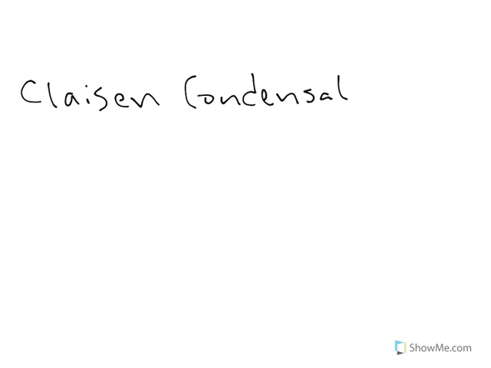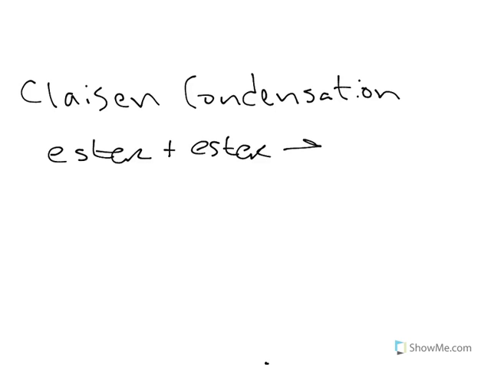And yes, this is the same Ludwig Claisen that we saw in the Claisen-Schmidt variation of the Aldol reaction, but nonetheless there's another Claisen reaction that we're going to be looking at, and this is the Claisen condensation. And the essential reaction here is that we're going to take an ester plus an ester, and it's going to give us something called a beta keto ester.